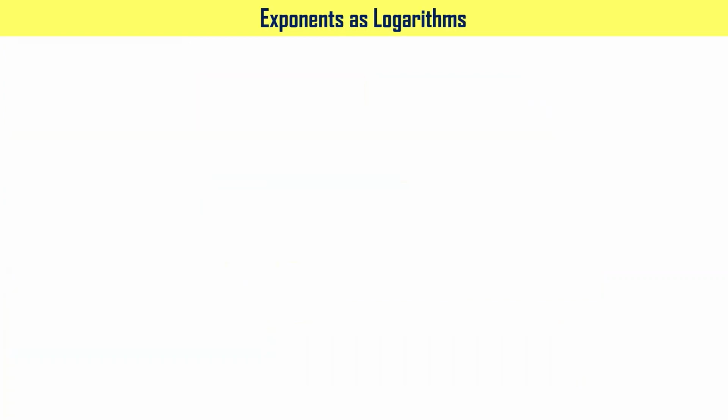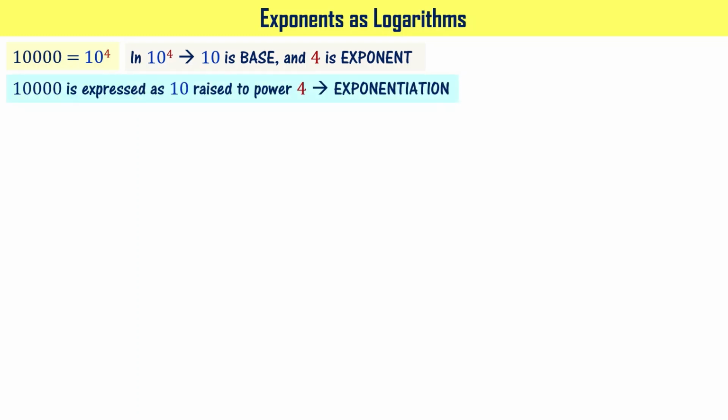Let's now understand about expressing exponents as logarithms. 10,000 can be written as 10 power 4. Here, 10 is the base and 4 is the exponent, right? We say that 10,000 is expressed as 10 raised to power 4, right? That process is called exponentiation. That's what we have learned just now. One can express 10,000 in a different form also. That is called logarithm. That's what we are going to learn now.